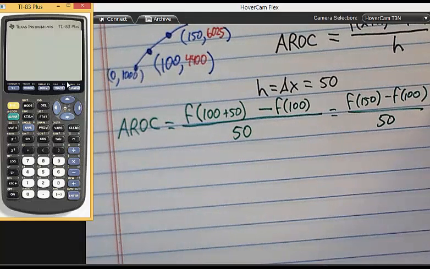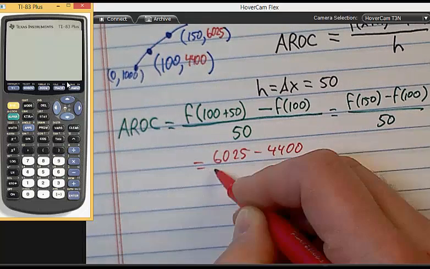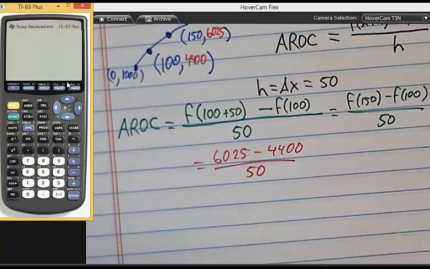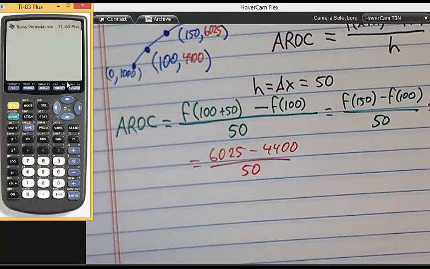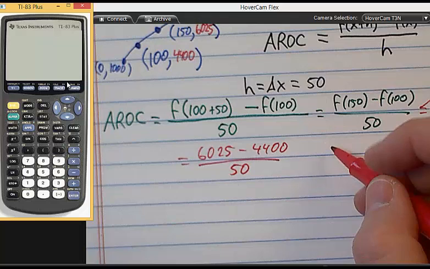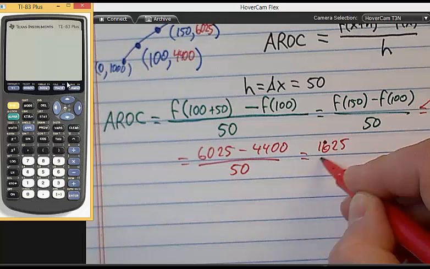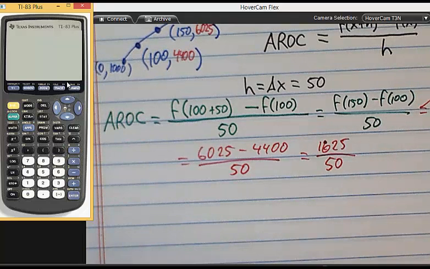It's 6025 minus 4,400. Oh, wait, you can't see that. I'll put it here. 6025 minus 4,400 all over 50. And so, I can get what that is. 1625, right? So 1625 over 50, right? And so, I'm getting 32.5. Is that right?